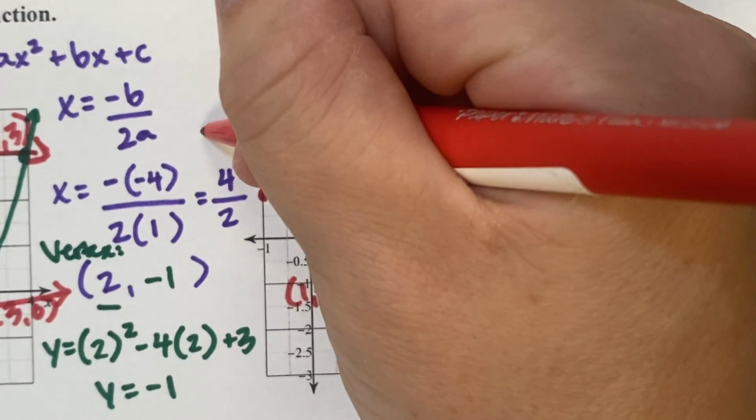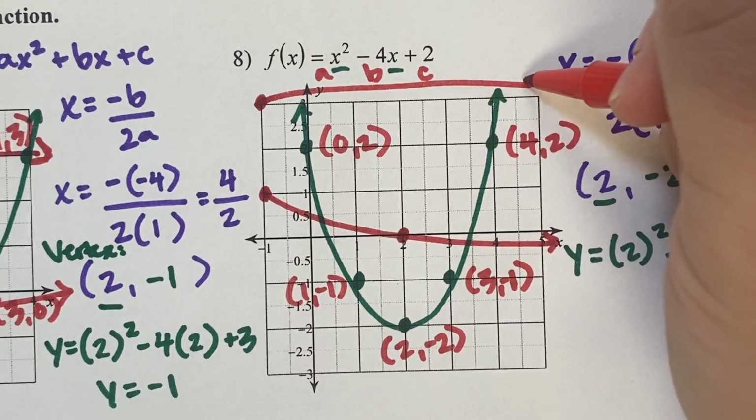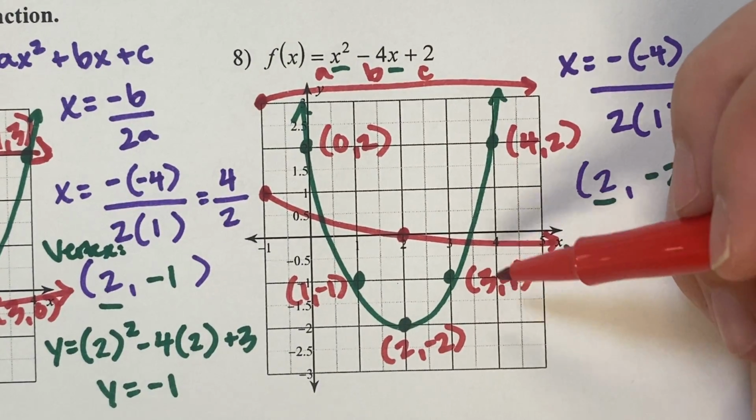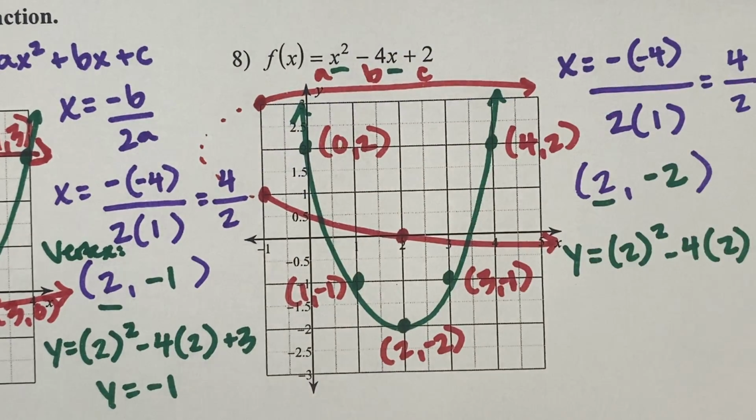So actually, our vertex would be over here. We actually don't even see the whole U of this guy. It doesn't fit on the graph. Sorry about that. But that is our inverse. It would go off the graph a little bit like that.